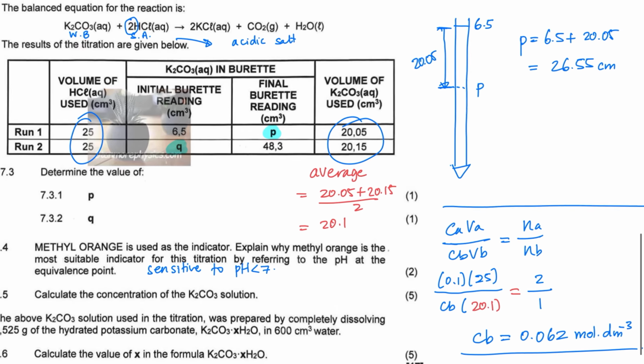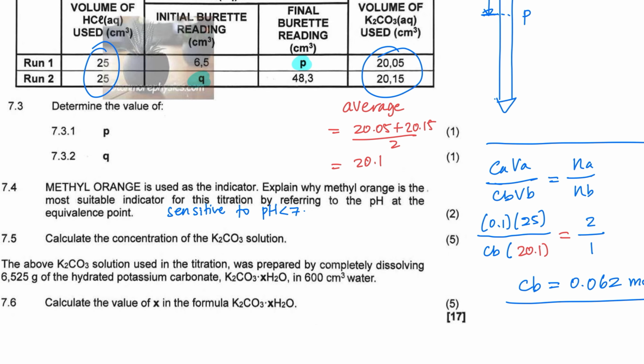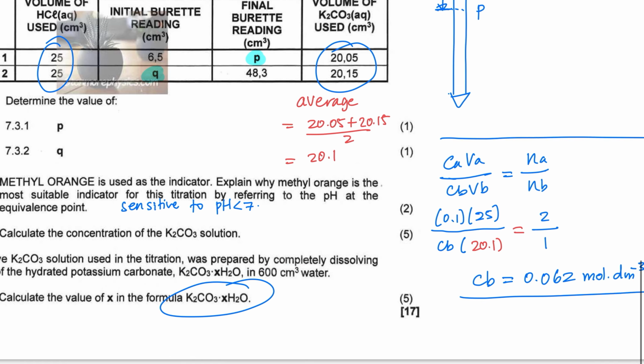Now let's move on to the last question. The above K2CO3 solution used in the reaction was prepared by completely dissolving 6.525 grams of the hydrated potassium carbonate in 600 cm cubed of water. Calculate the value of X. So they want to know what is X here. What do we know about this solution at the start? Well, we know its concentration. We just worked out the concentration.